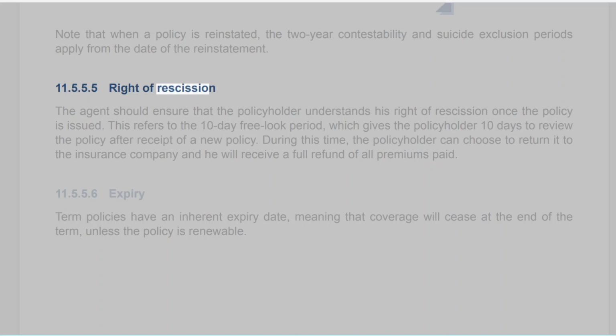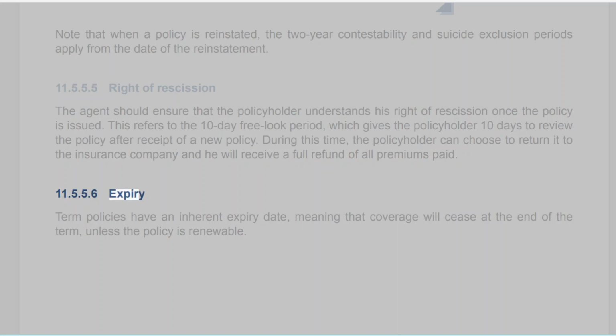11.5.5.5 Right of rescission. The agent should ensure that the policyholder understands his right of rescission once the policy is issued. This refers to the 10-day free look period, which gives the policyholder 10 days to review the policy after receipt of a new policy. During this time, the policyholder can choose to return it to the insurance company, and he will receive a full refund of all premiums paid.